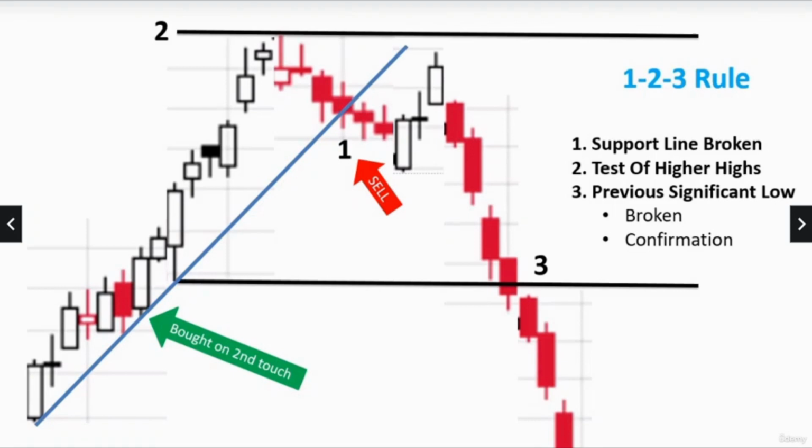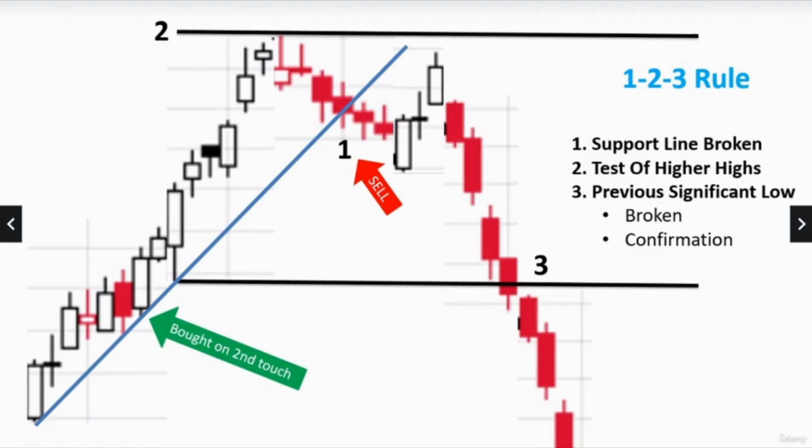In this particular example, it went down to the number 3 line, the test of the previous significant low, and then broke right through it, right? It broke through, and that's your confirmation. As soon as it breaks through, that's enough confirmation, and you're selling at that point, to get out once it breaks through that. So as you can see in this example, I would have made more profit if I would have sold at number 1, if I would have followed the rule, not tried to test for a pullback. If it would have broke through at number 2, then I would have been rewarded on that, right?